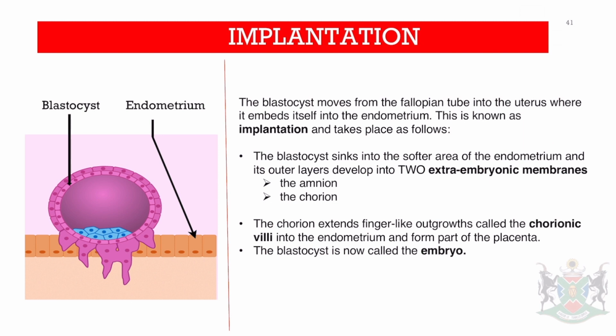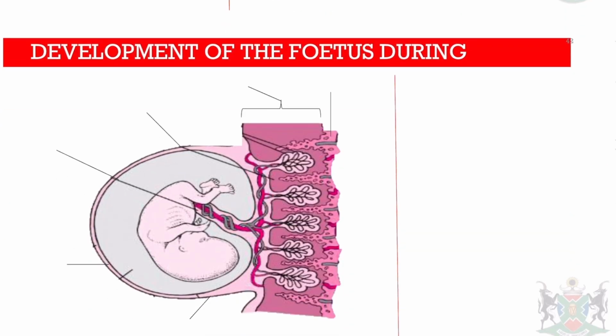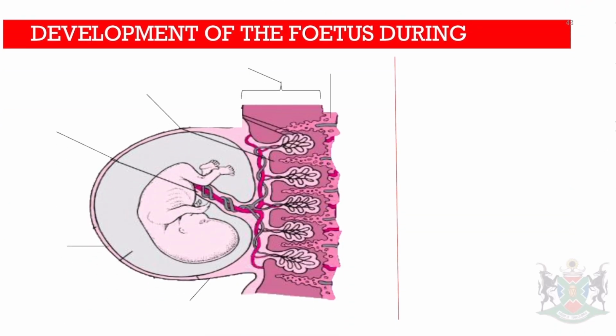Then the blastocyst is now called an embryo. So after implantation, we use the term embryo. So the development of the fetus during the gestation period. Like we said, during gestation or pregnancy, there are two main extra-embryonic membranes.